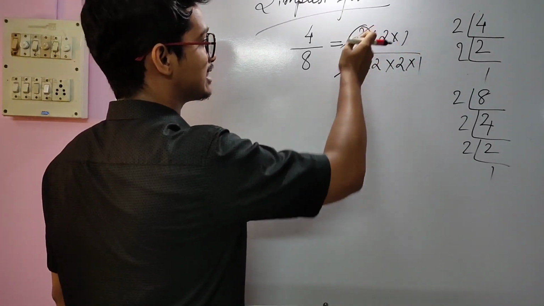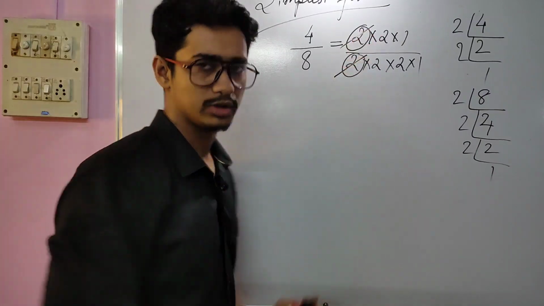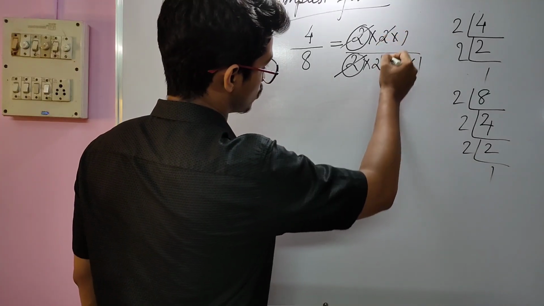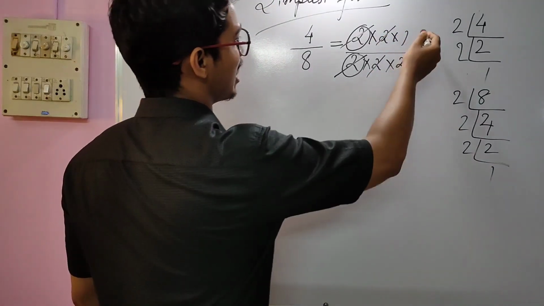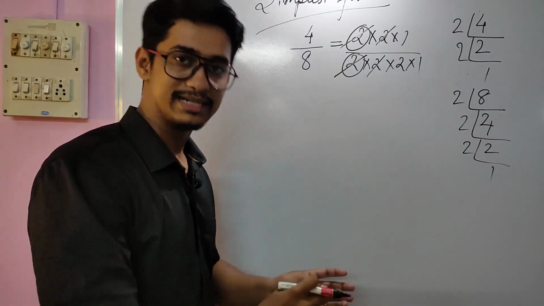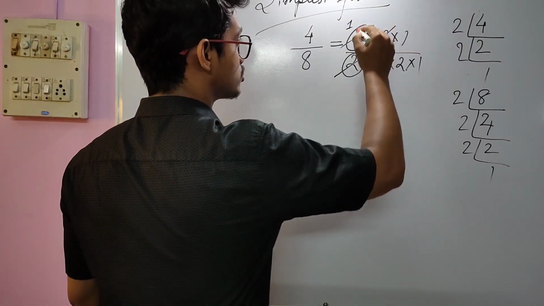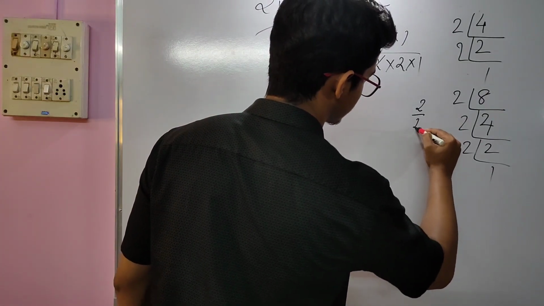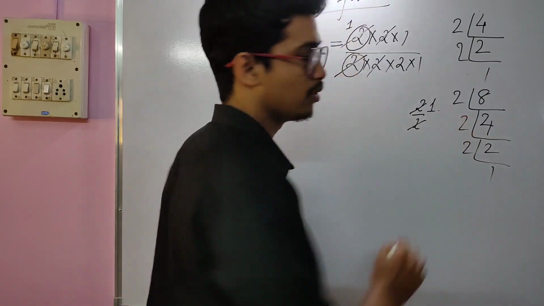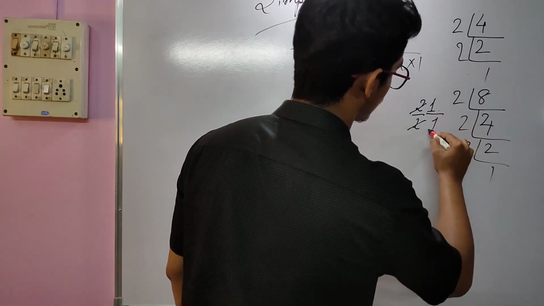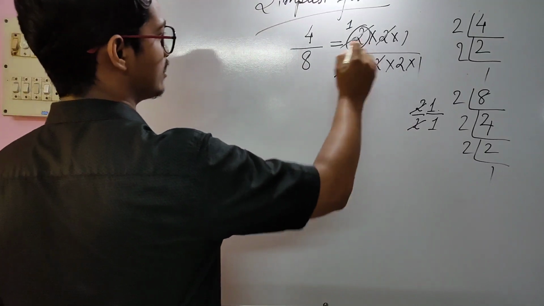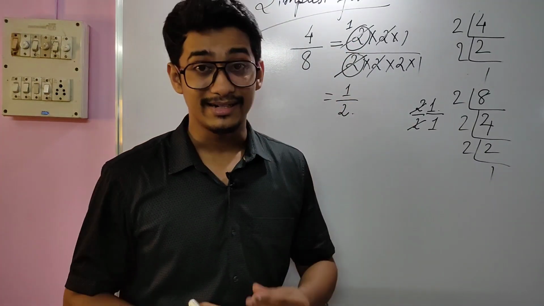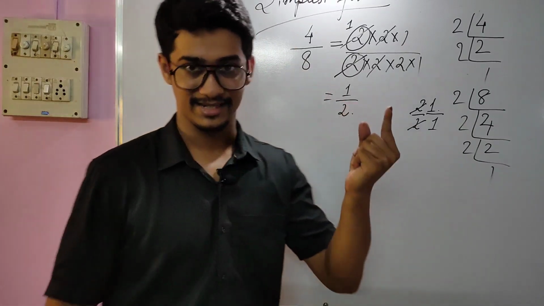So we can cancel out 2 and 2, because both are the same and are coming in numerator and denominator form, right? Then again 2 and 2 get cancelled. And 1 and 1, if I cancel them out, we get the same result, that is 1. So when we cancel same numbers with each other, let's say 2 by 2, the answer is 1 only. 1 by 1 is 1 only. So here the result is 1 by 2. So 1 by 2 is the simplest form of 4 by 8, right?